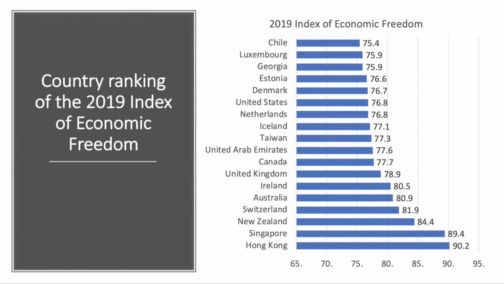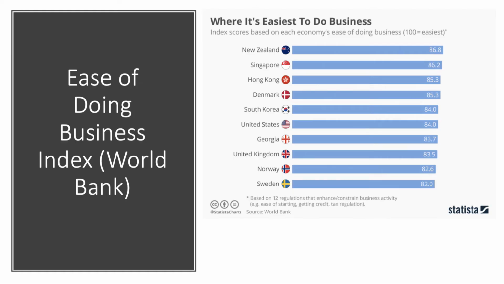To calculate it, they take I think something like 12 different factors, including the rule of law, the size of government, regulatory efficiency and the extent to which markets are truly open. And Hong Kong and Singapore came top in 2019, with New Zealand and Switzerland in third and fourth place respectively. Another useful index is published by the World Bank, and they publish a data ranking of countries where the ease of doing business is greatest. New Zealand came top of the most recent figures, with Singapore and Hong Kong coming in second and third place.